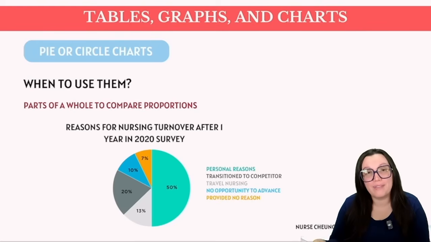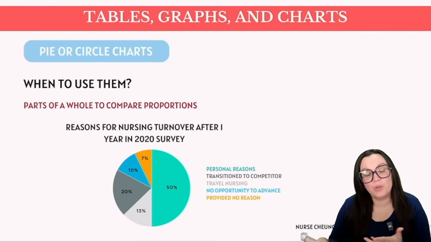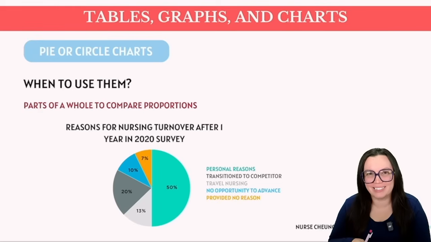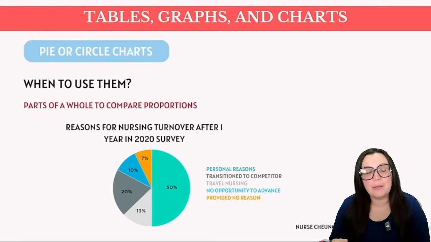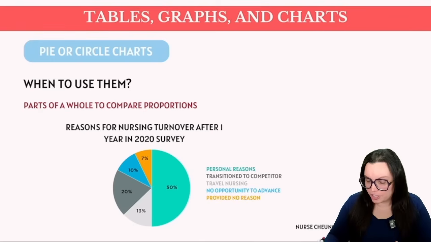This is probably one of the most familiar charts, and this is a pie or circle chart. They use both names interchangeably. As you can see from our pie chart that we have here as our example, there was a survey that was completed in 2020 for nurses who were leaving a facility. The data collectors collected information based on their reasons for departure, and these were the results. As you can see from our pie chart, each color corresponds to a different reason.